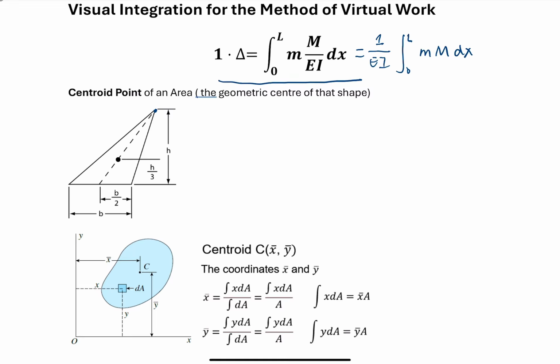So basically, the method of virtual work is to evaluate the integration of these two functions of x. The small m is the bending moment in the virtual system. The capital M is the bending moment in the real system. If for the beam structure each bending moment can be expressed with one function, then this integration can be solved in a short time.